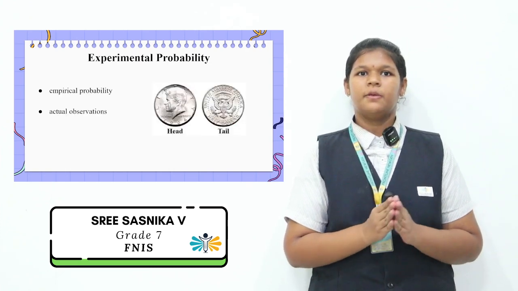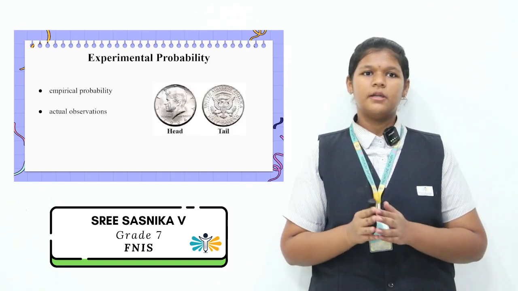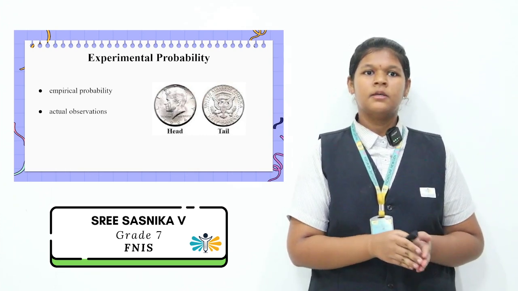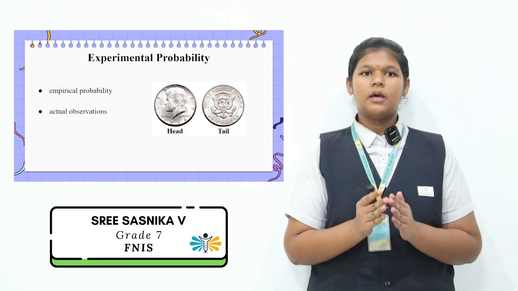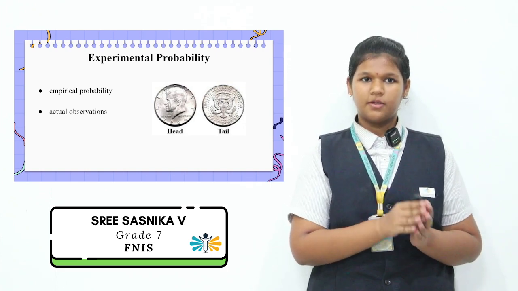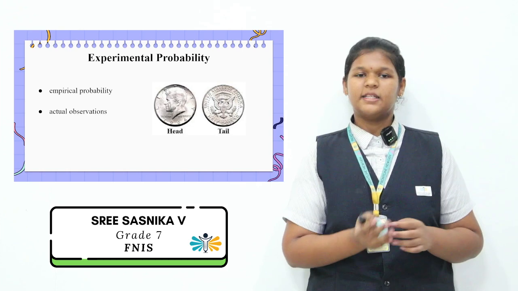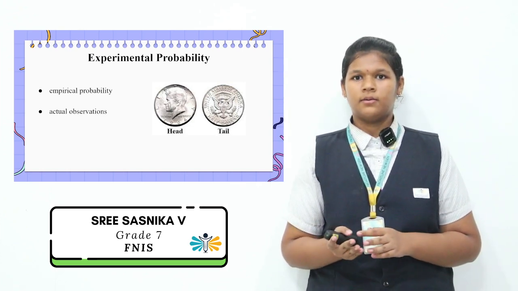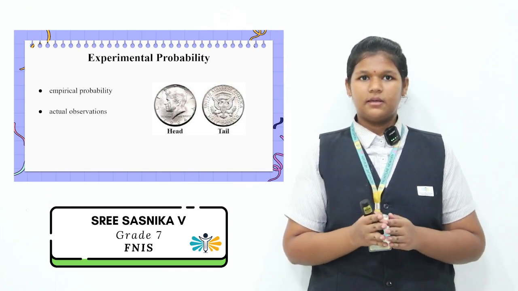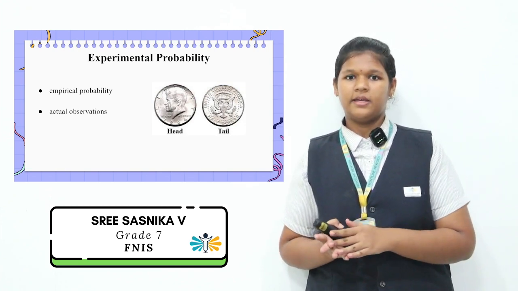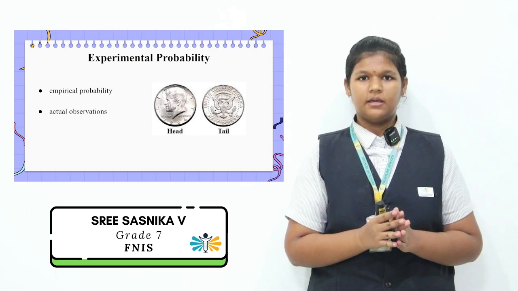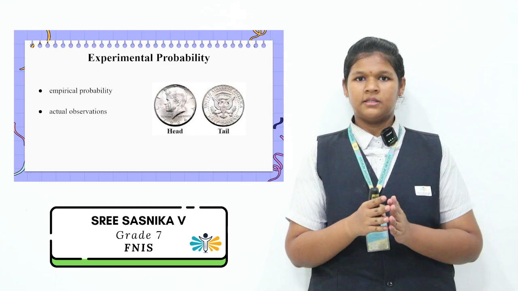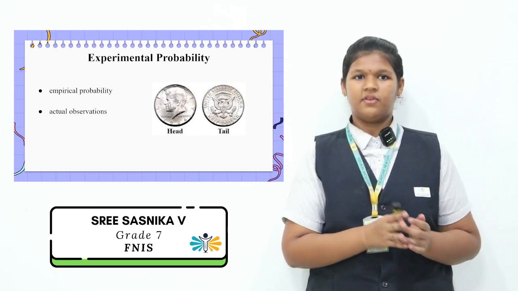Let's see about experimental probability. Experimental probability is also known as empirical probability. This is observed from actual observations in the real world and experiments. For example, let's take a coin. Let's see the experimental probability for heads. This is found by dividing the number of heads observed by the total number of flips.